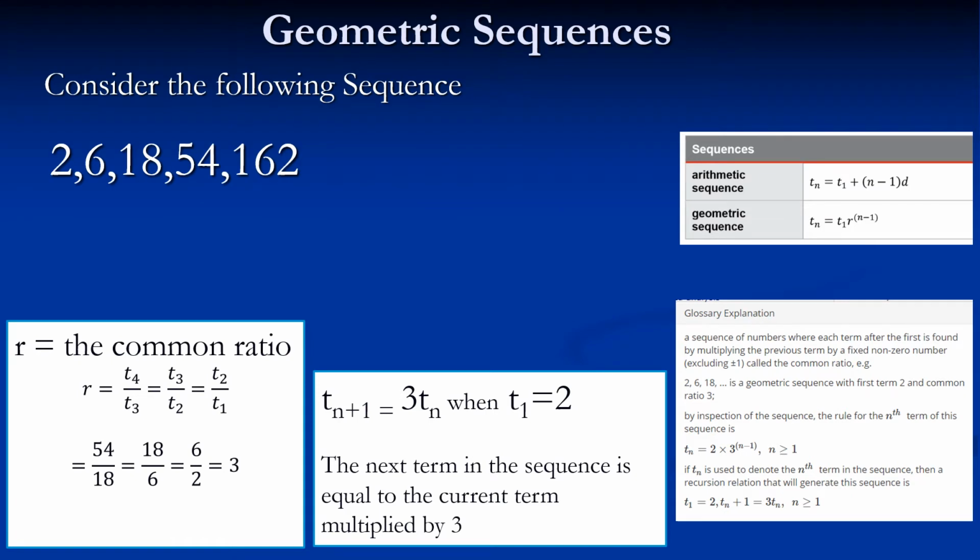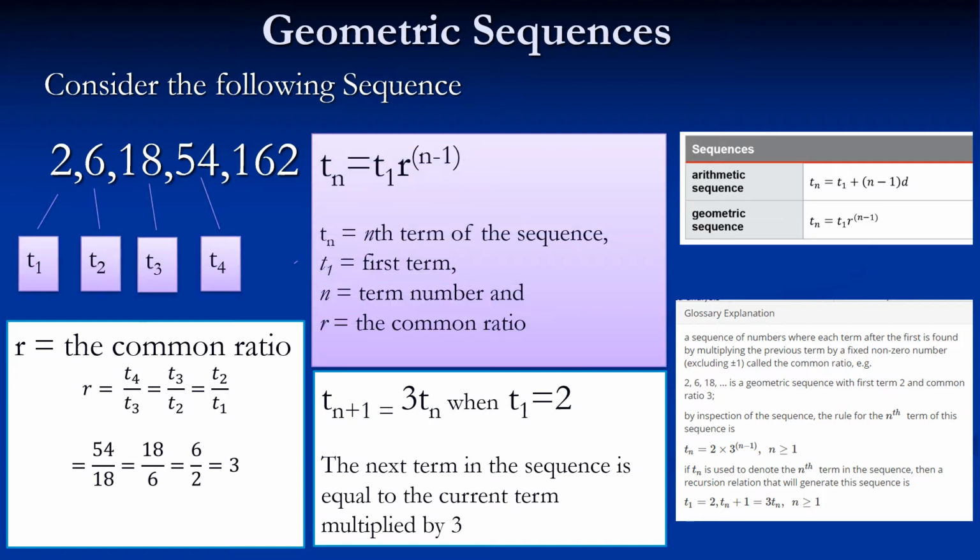Now we've got this sequence 2, 6, 18, 54, 162, and you can see a few things going on. So the first term to the second term is multiplied by 3, and then term 2 times 3 is 18. So each time we go up a term, we're multiplying by 3. So what we are doing is getting a common ratio, and this is for a geometric sequence. So we're multiplying rather than adding or minusing. So remember, with an arithmetic sequence, it was a common difference, and we used D. Now we're going to use R and have a common ratio.